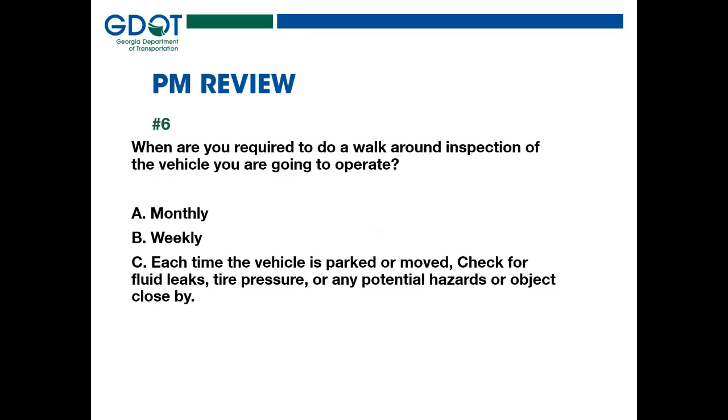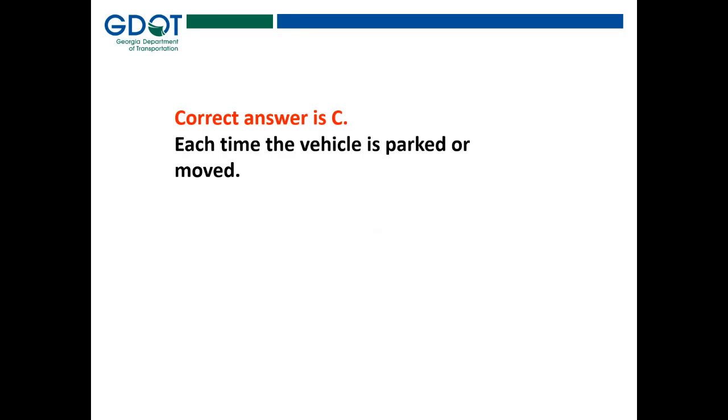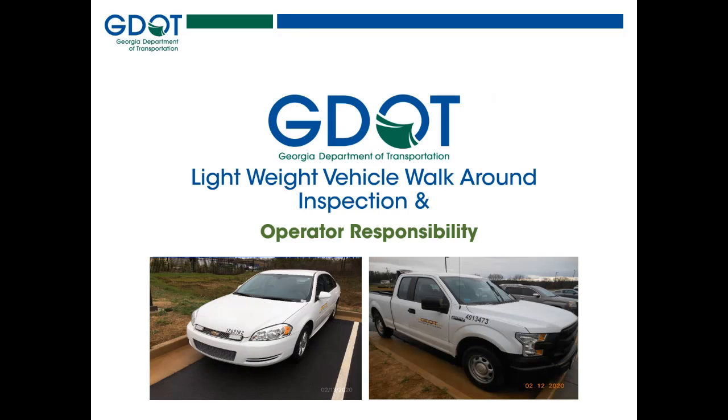When are you required to do a walk-around inspection of the vehicle you're going to operate? A, monthly, B, weekly, C, each time the vehicle is parked or moved, check for fluid leaks, tire pressure, or any potential hazards or objects close by. The correct answer is C, each time the vehicle is parked or moved. This concludes GDOT lightweight vehicle walk-around inspection and operator responsibility.